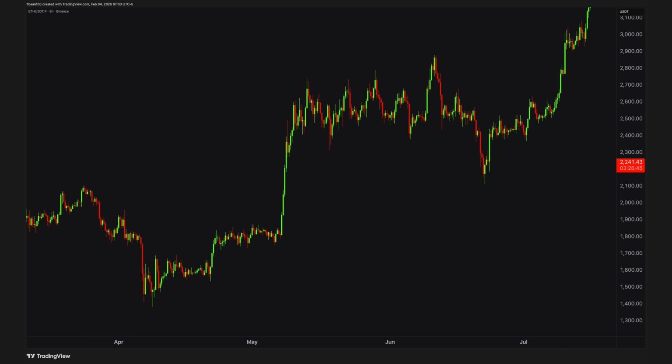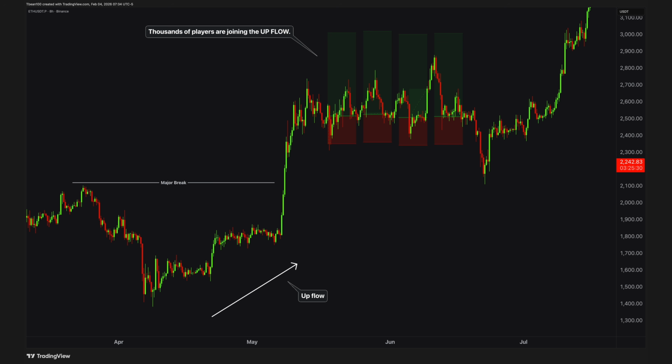So let's look at this example. On this chart, you can see a big major break that was taken out earlier. Many traders want to follow the direction of the new upward move, which is a very natural reaction. However, all of these newly opened trades, sometimes thousands of them from all over the world, create a heavy concentration of stop loss orders at similar price levels, as you can see.